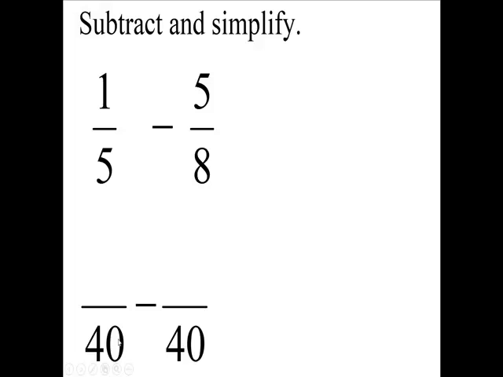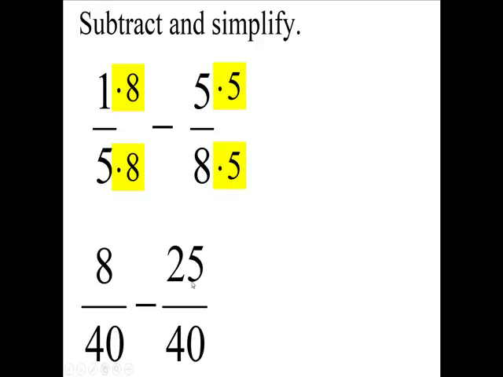Okay, 5 goes into 40. 8 times 5 is 40. 8 times 1 is 8. 8 goes into 40. 5 times 8 is 40. 5 times 5 is 25.